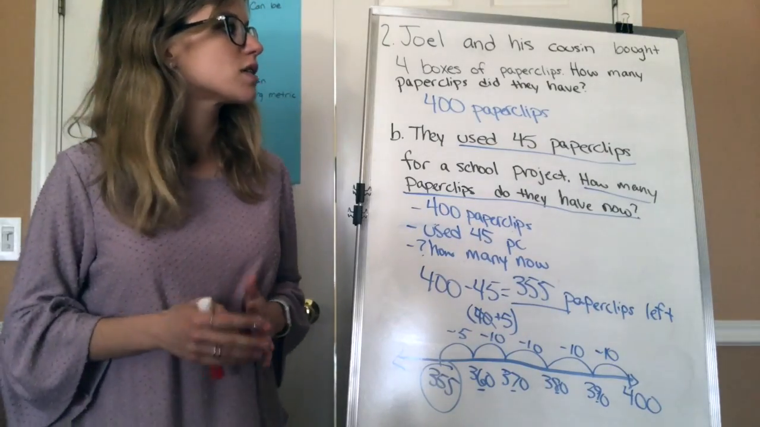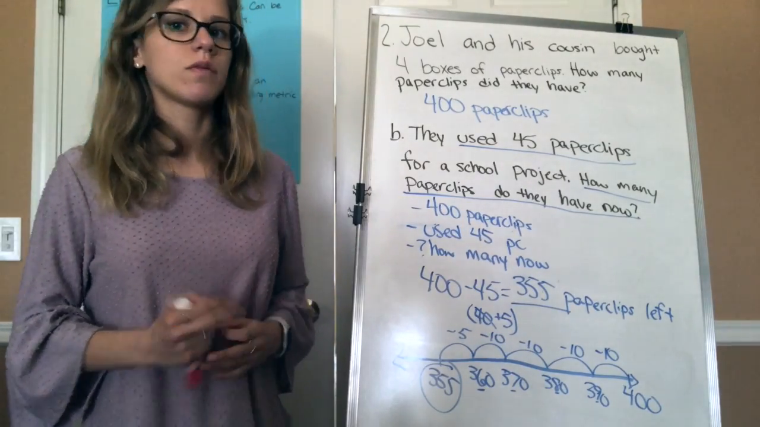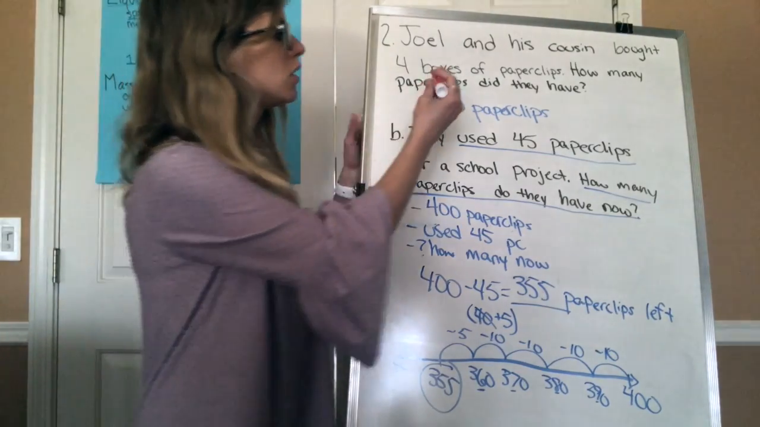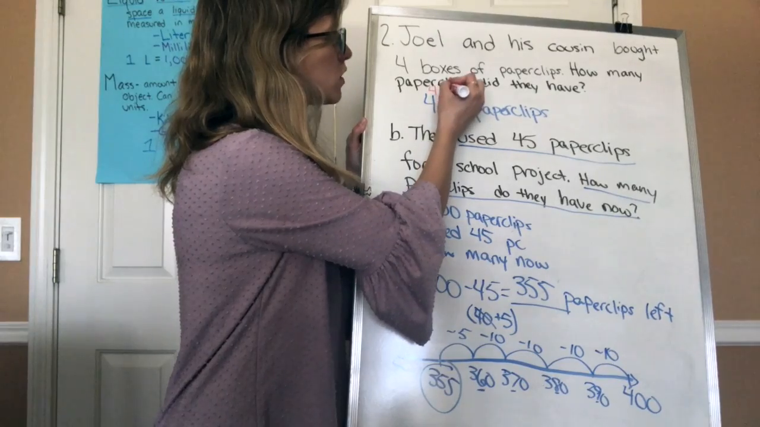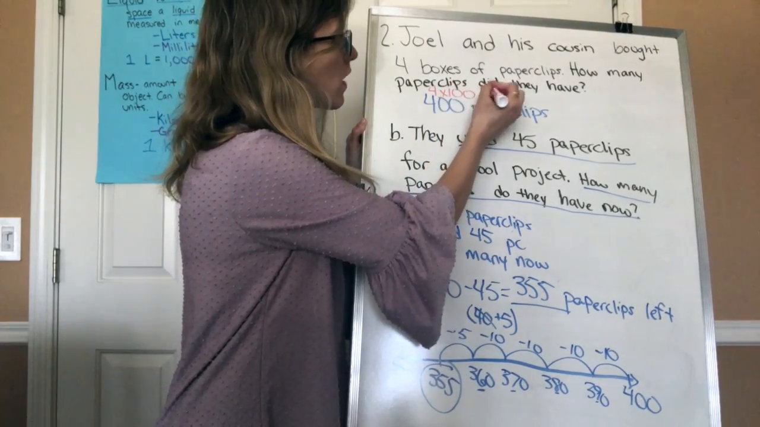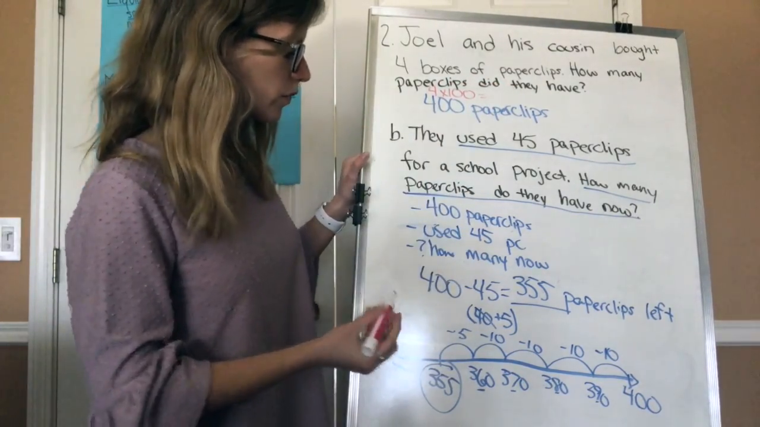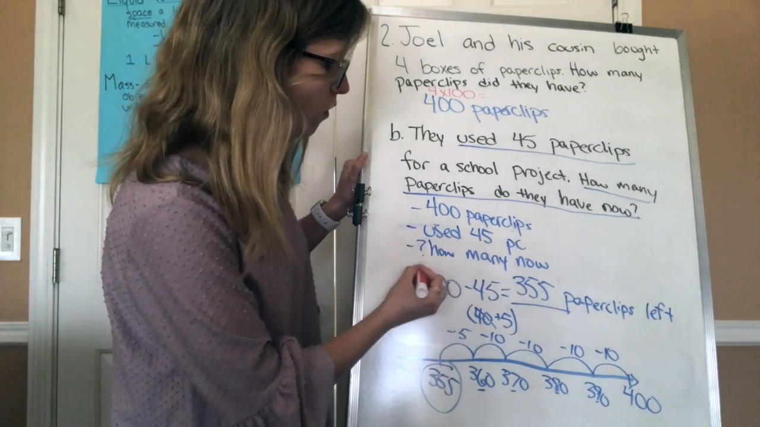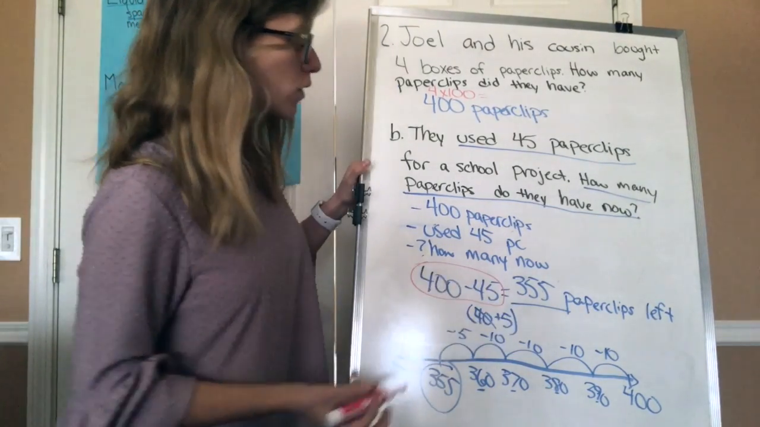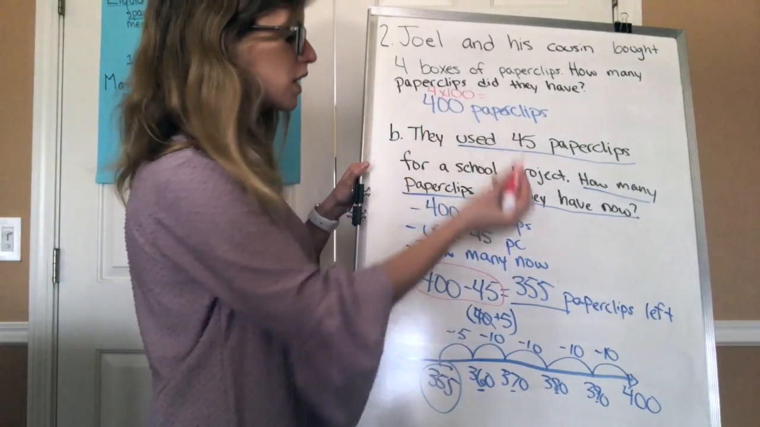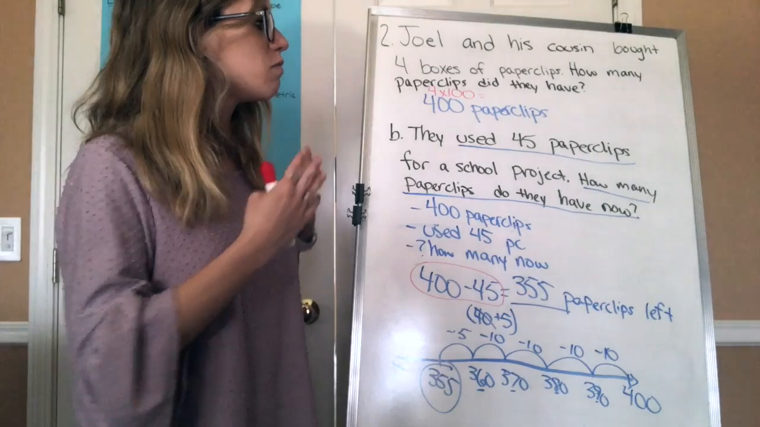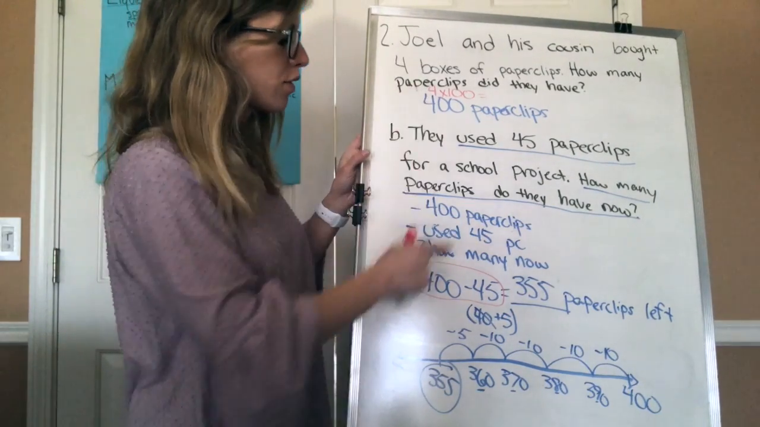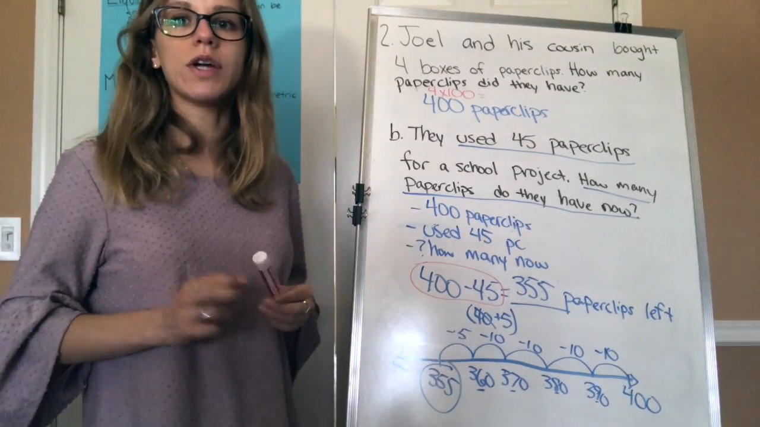So what we did here is a mixed operation equation. Up here, we first showed 4 times 100, and we figured out that equals 400. Down here, we did 400 minus 45. So we did both multiplication and subtraction. Pause me and think about a way that I can make both operations one equation.